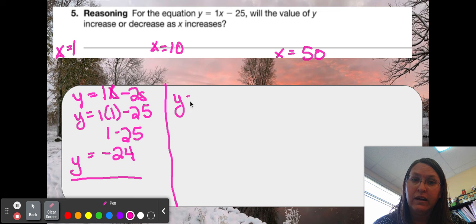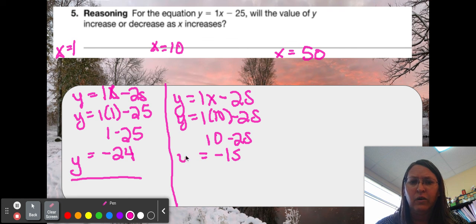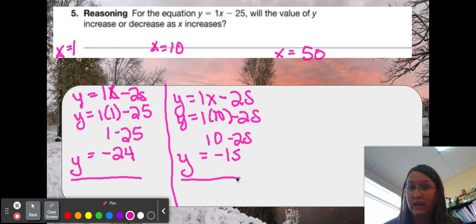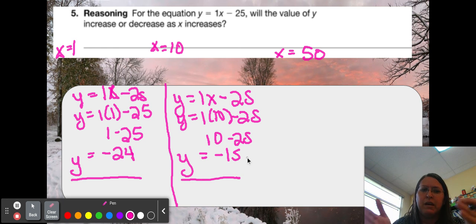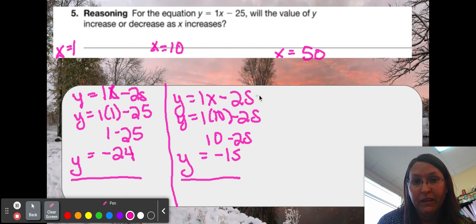So y equals 1x minus 25. So y equals 1 times 10 minus 25. 1 times 10 is 10 minus 25 is negative 15. So y equals negative 15. So negative 24 to negative 15. If you look on a number line, it moves to the right, which tells me that so far it's getting bigger. But let's try a bigger number.